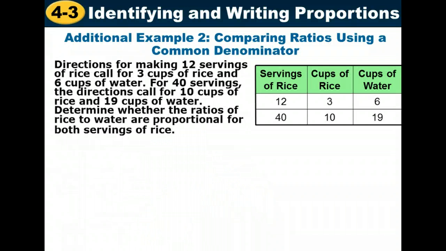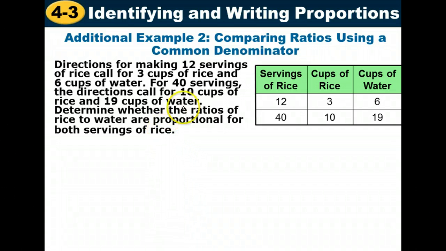Alright, so here is an applied question. This is really like, if you like to cook, you are always constantly using proportions. So let's go ahead and read this. Here are the directions for making 12 servings of rice. They call for 3 cups of rice and 6 cups of water. For 40 servings, the directions call for 10 cups of rice and 19 cups of water. Determine whether the ratios of rice to water are proportional for both servings of rice.